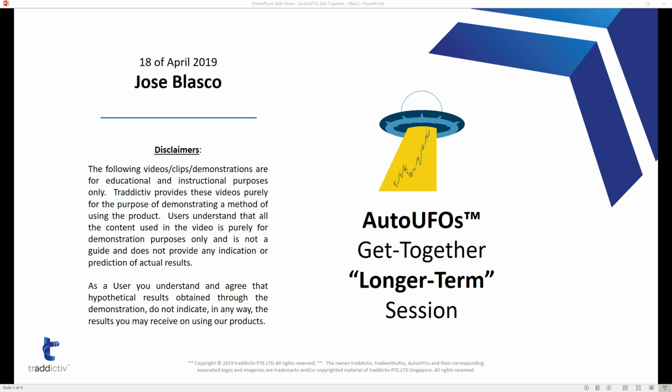I am loading TradeStation on my other computer screen. So we're going to be ready in a minute.